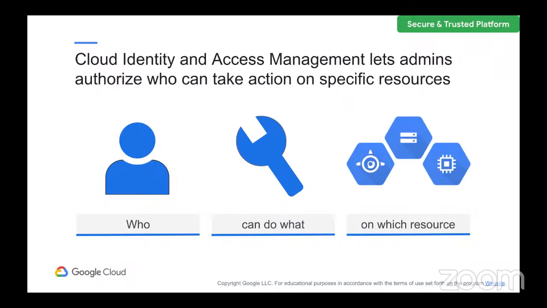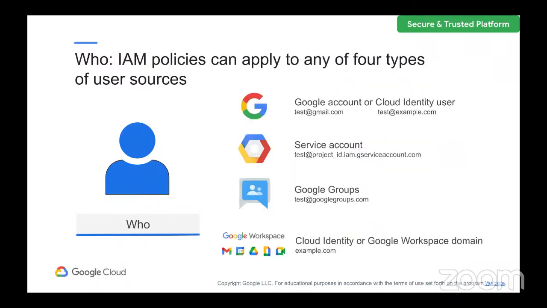And last but not the least, on which resource. In your office, he has access to his own laptop only. He cannot use another person's laptop or any other system he is not allowed to use. So to implement that, Google provides a managed role-based access control service known as Cloud IAM, so that you can understand who can do what on which resource.